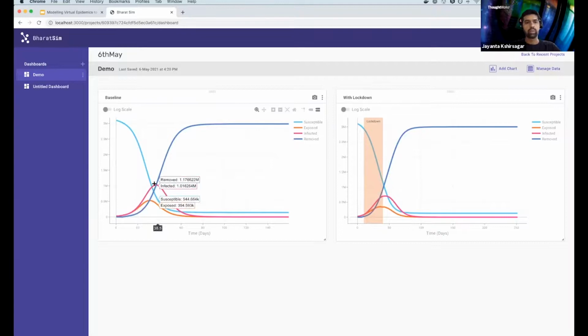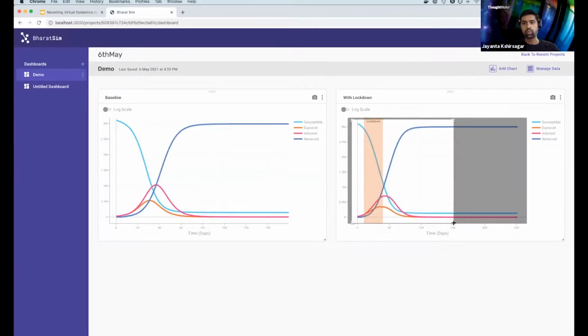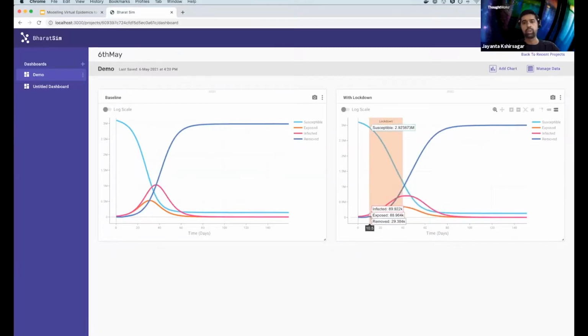So if we say out of 3 million, again, this is a dummy sample run, at one point in time, active cases were roughly about 500,000. And we ran a similar simulation with an intervention in place. In this case, we used the intervention of lockdown. Basically, we started lockdown when 5% of the population was infected. Lockdown was placed for a month.